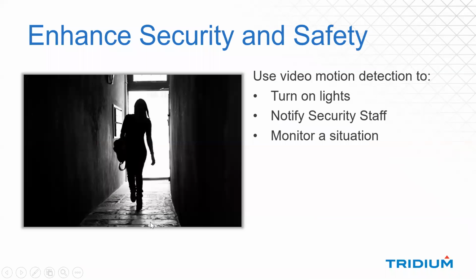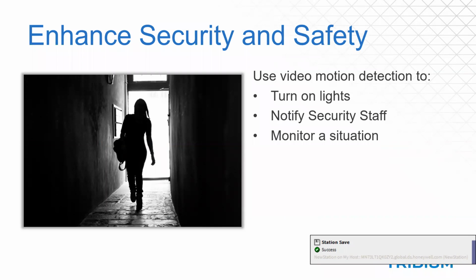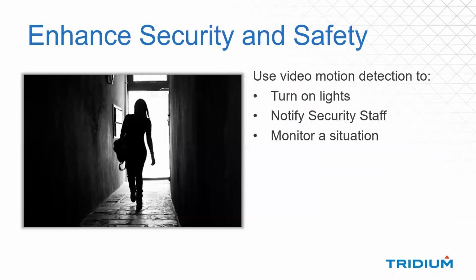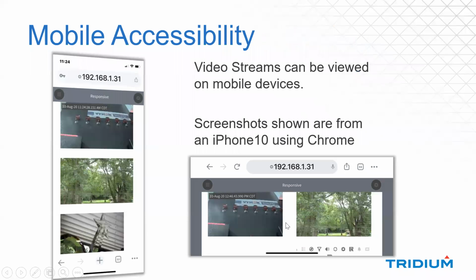You can also enhance the safety and security of building occupants. You can use video motion detection to turn on lights. You can notify security staff so that they can monitor that person and make sure they make it safely to their destination. So a lot of things you can do with integrated video that's not just associated with our enterprise security product. This is a screen grab I took from my iPhone 10 using a Chrome browser of live video.